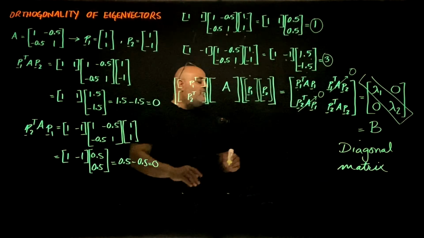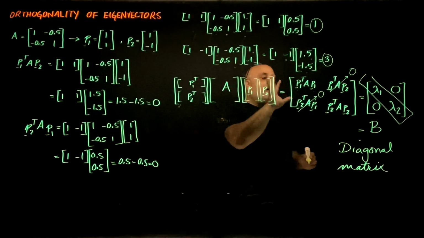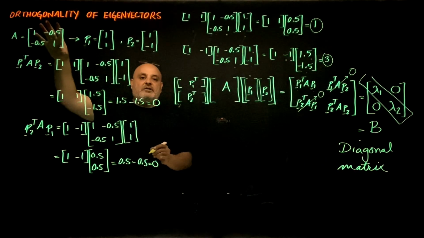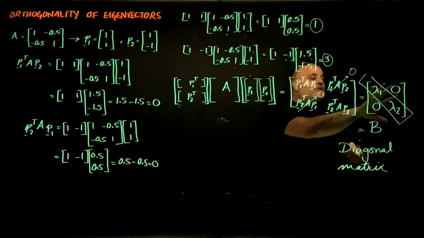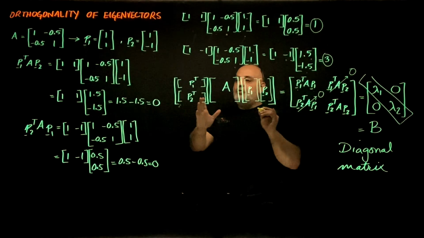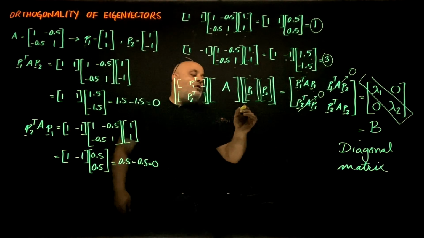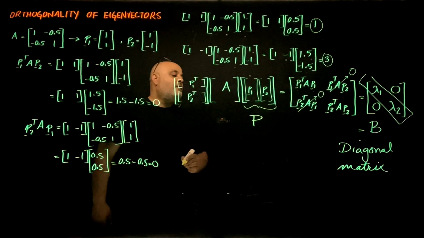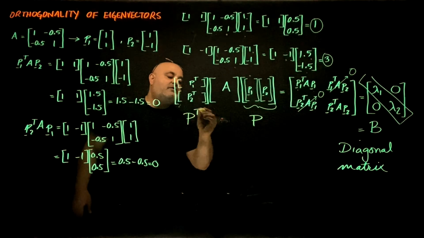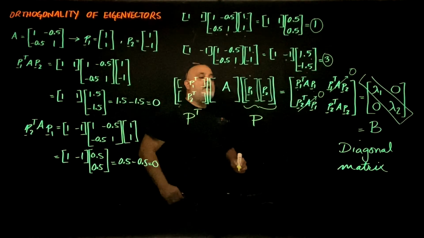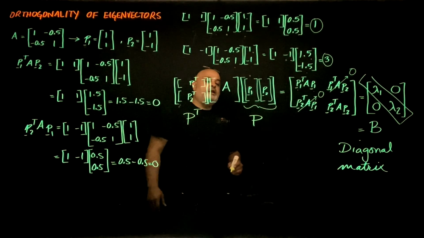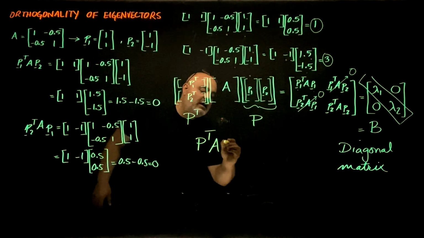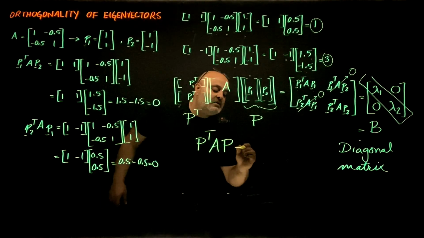This is extremely important. So I can use eigenvectors to convert matrices from full populated matrix to a diagonal matrix through this process. If I call this matrix of eigenvectors, let's call it matrix P, then this is P transpose. This is the transpose of the matrix of eigenvectors. Then P transpose A times P is diagonal.